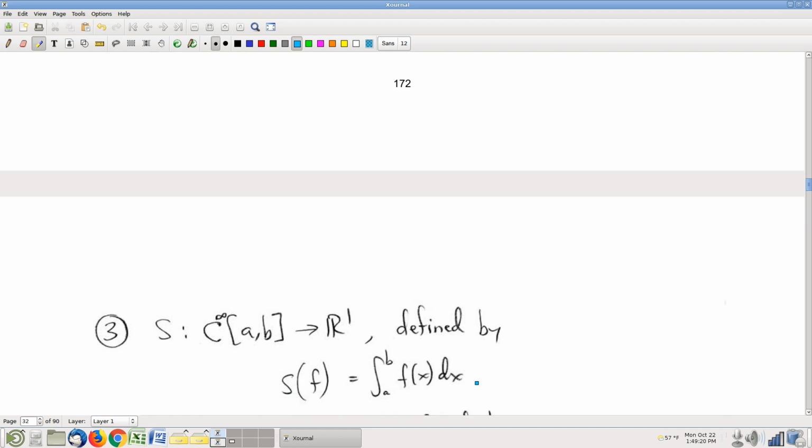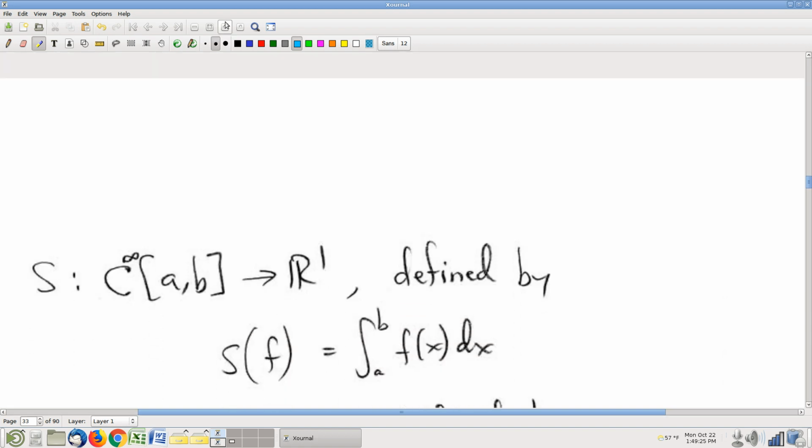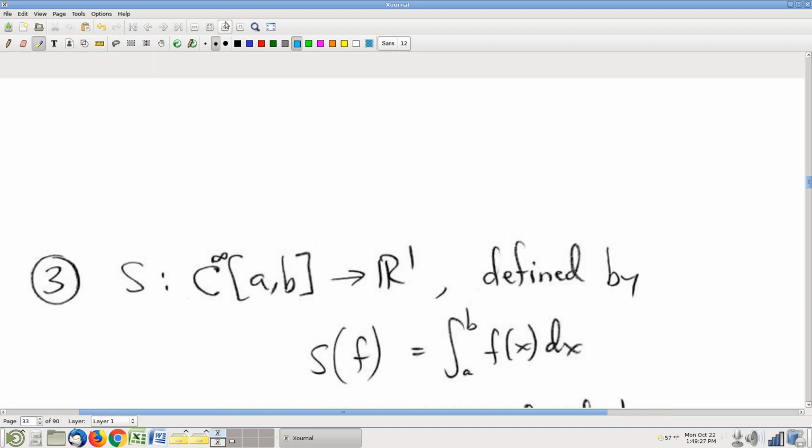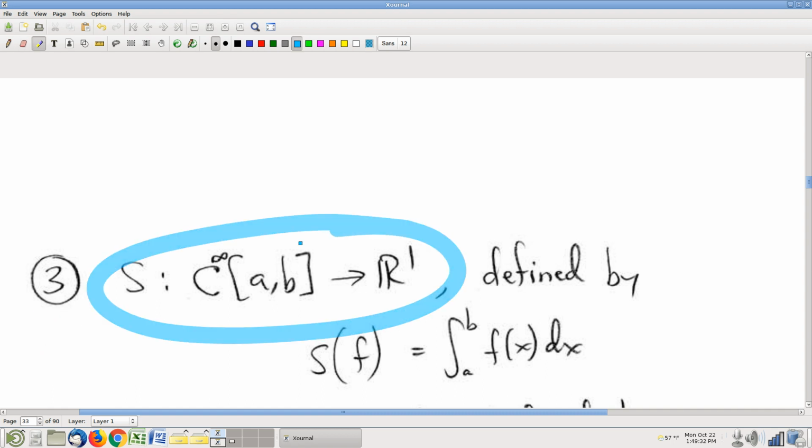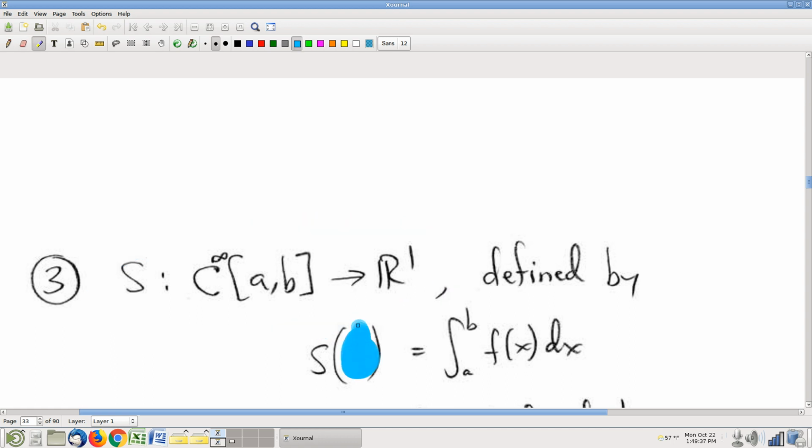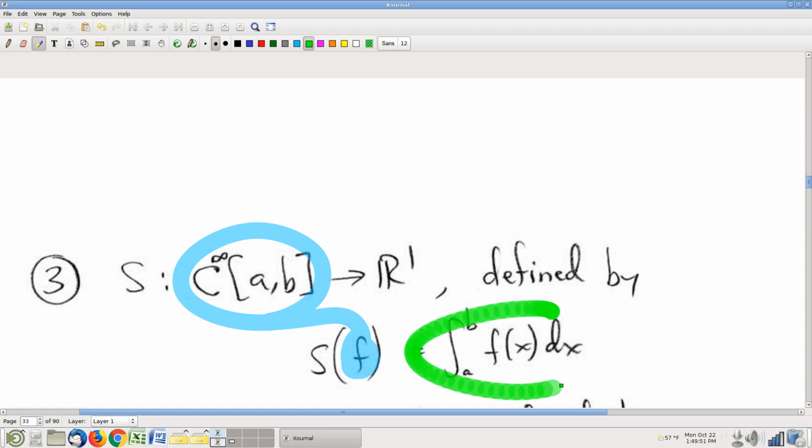Here's a kind of a surprising looking one. In fact, let me zoom in. There we go. Third example. Strange formula I'm about to show you here. If you give me a function that is a C infinity function, remember that this means that the function is infinitely differentiable. If you give me a C infinity function, I'm going to return to you a real number. And here's the formula for that real number.